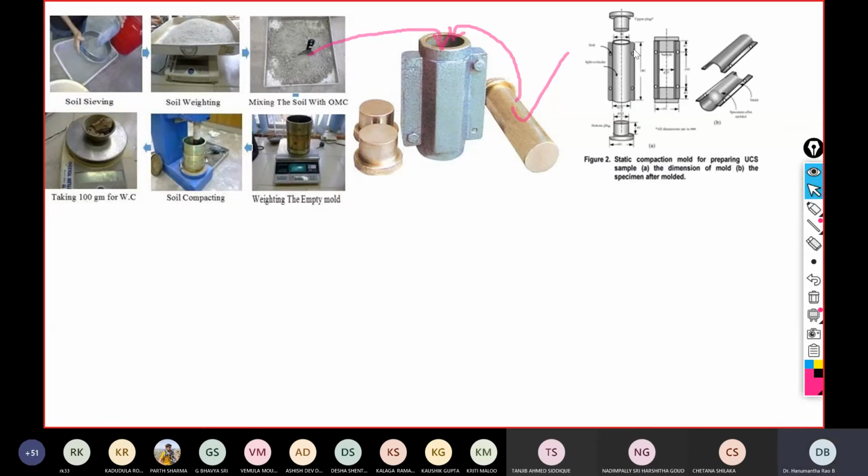So this is the cross section of this mold, the cross-sectional geometry of this mold. As you can see, this mold can be split into two halves, because once the soil sample is compacted, we need to retrieve the soil sample by splitting the mold. As you can see, this is the arrangement of the screws. So remove the screws, make it two halves and grab the soil sample.